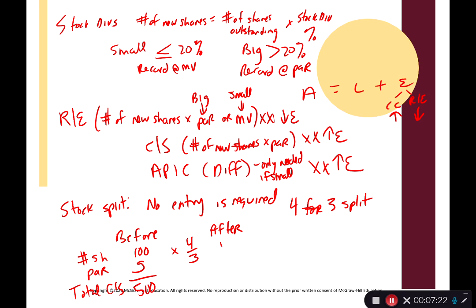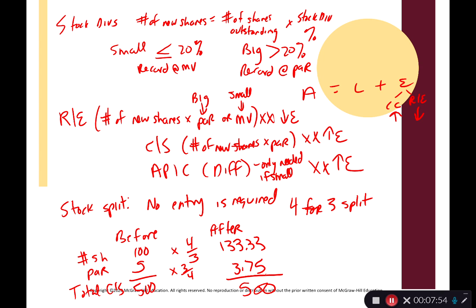That gets us 133.33. Probably didn't pick the best example. And then to do our par, we multiply by the reciprocal, which is 3/4. So 5 times 3/4 is 3.75. And then if I multiply that by 133.33, I get 500. So before and after a stock split, total common stock remains the same.